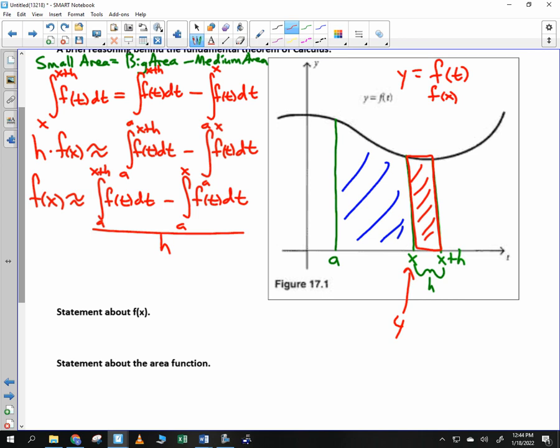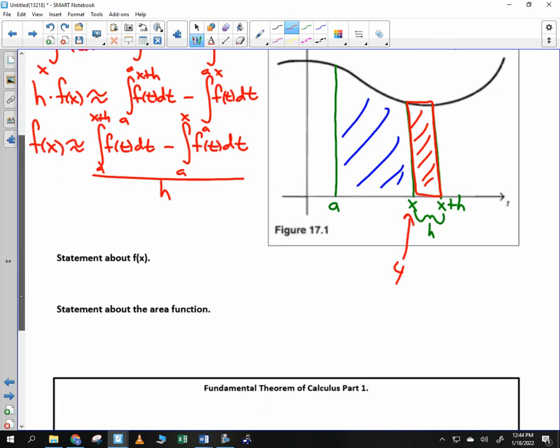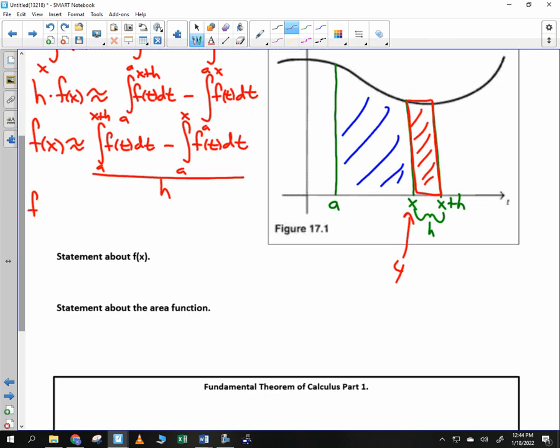The way that we bring things closer to something is we use a limit. So I can write this as f of x is equal to the limit as h goes to 0 of the integral from a to x plus h of f of t dt minus the integral from a to x of f of t dt all over h.